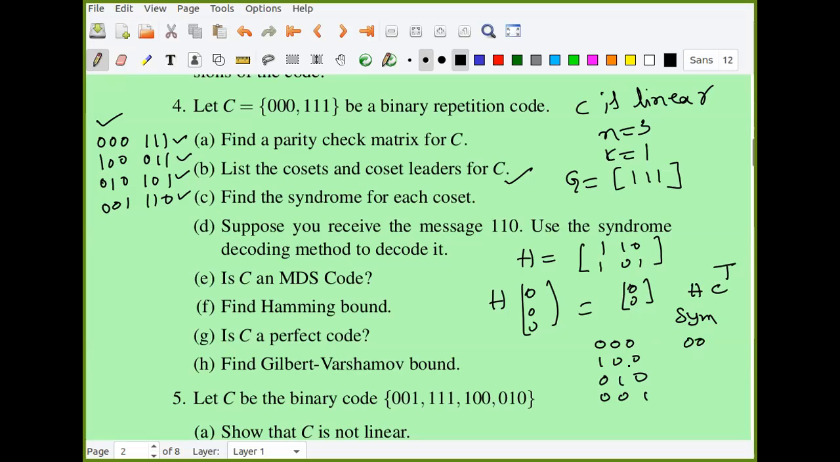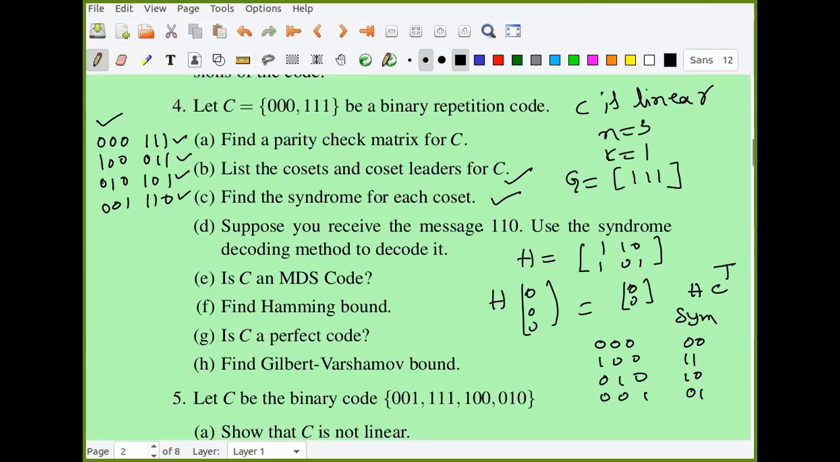What is the syndrome for 1 0 0? Multiply 1 0 0 here: 1 1. What is the syndrome for 0 1 0? 1 0. What is the syndrome for 0 0 1? 0 1. So all the syndromes are distinct. That is one more question to explore later: why are all of them distinct? Fine, so now these are the syndromes, and this part is done.